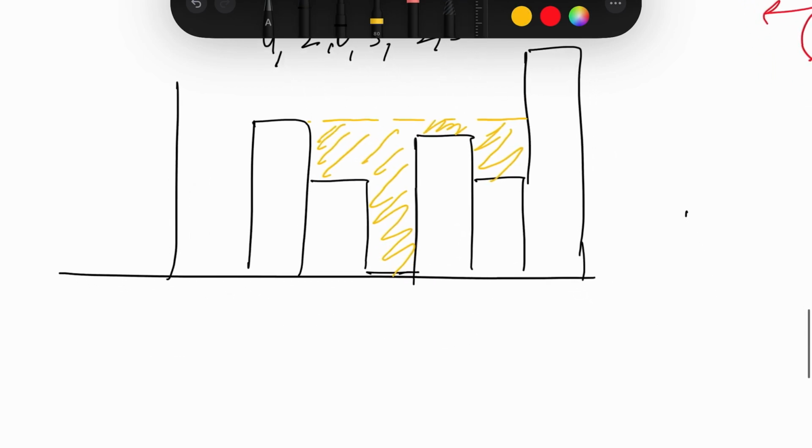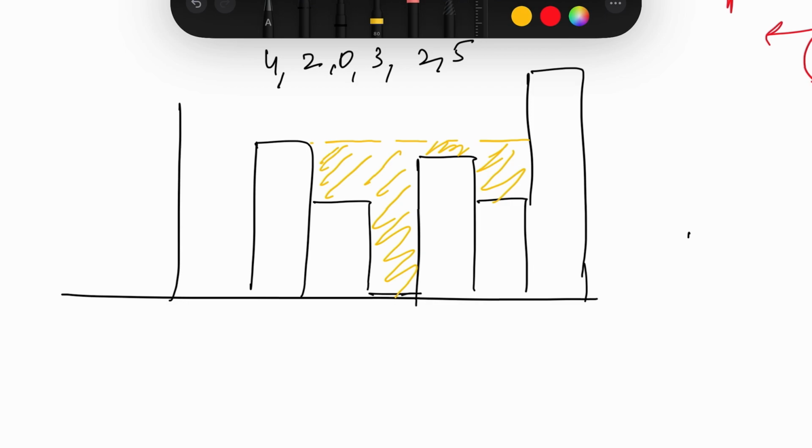So if I try to come up with our brute force approach, for this tower of height 4, on the right side we have a tower of height 5, and on the left side we have a tower of height 0. It means there is no support on the left, so this tower is going to trap no water.